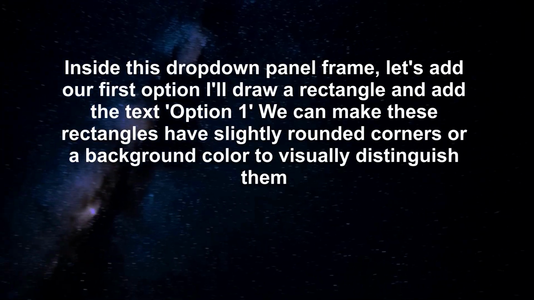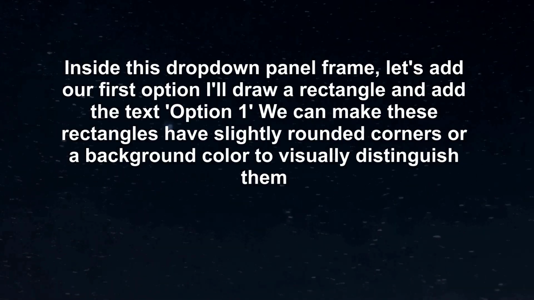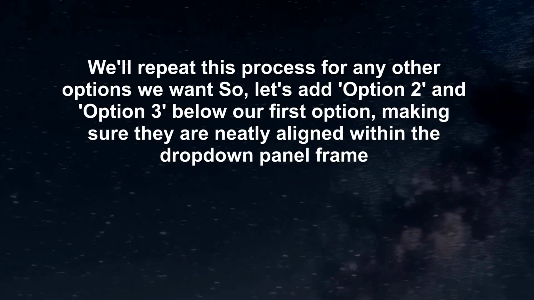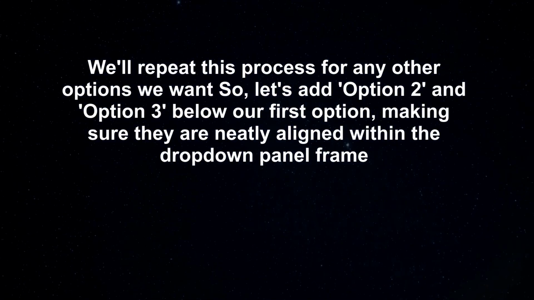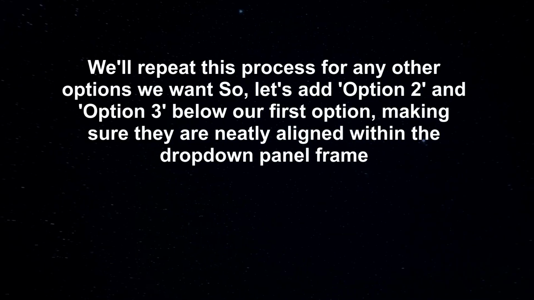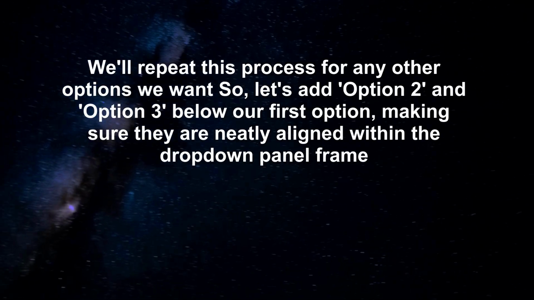We can make these rectangles have slightly rounded corners or a background color to visually distinguish them. We'll repeat this process for any other options we want, so let's add option 2 and option 3 below our first option, making sure they are neatly aligned within the drop-down panel frame.